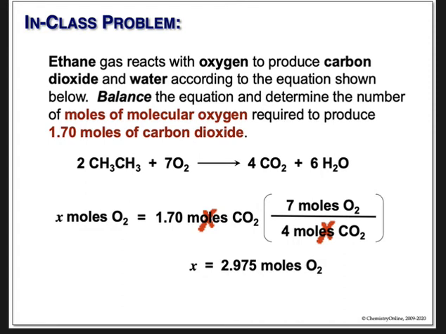We get this as a number, but it has too many significant figures, doesn't it? This is 4 significant figures. This is 3. So let's round this to 3. 7.5 is going to round even up to 8. 2.98.